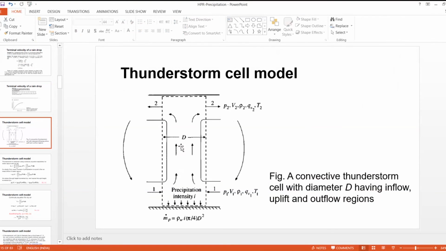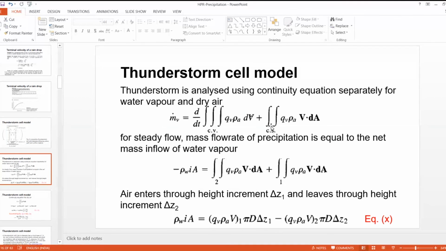We can calculate the rainfall intensity using the thunderstorm cell model. In the thunderstorm cell model, it is divided into three parts: inlet and outlet, and there is an uplift. The condensation takes place in this uplift zone. So for this, we need to apply the continuity equation.